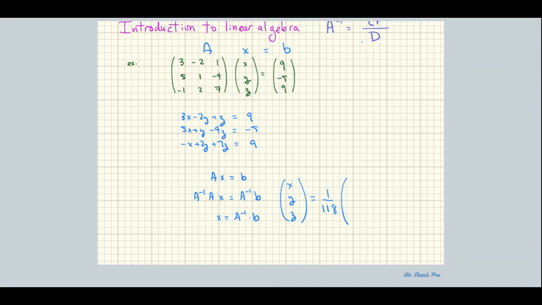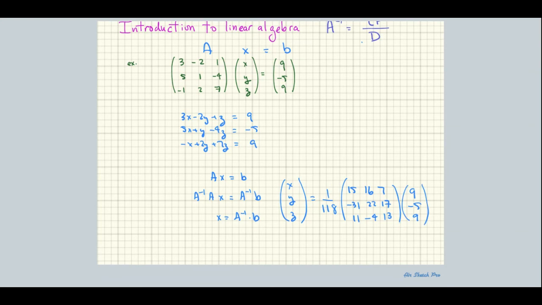Yeah? Times the numbers I asked you to write on the side. Remember that? And those numbers were 15, 16, 7, negative 31, 22, 17, 11, negative 4, 13. And this is going to multiply by b: 9, negative 5, 9.